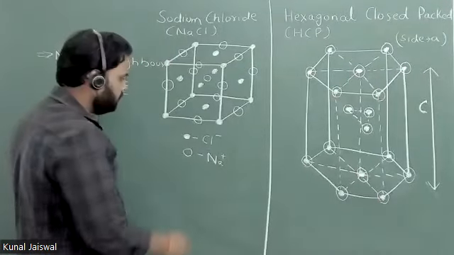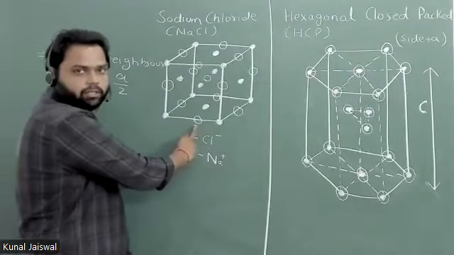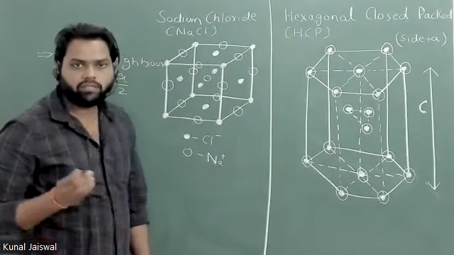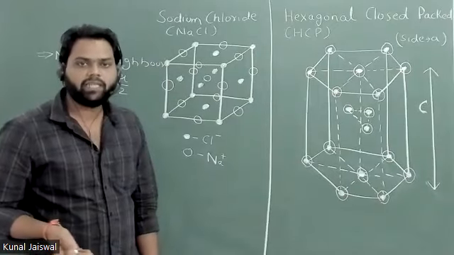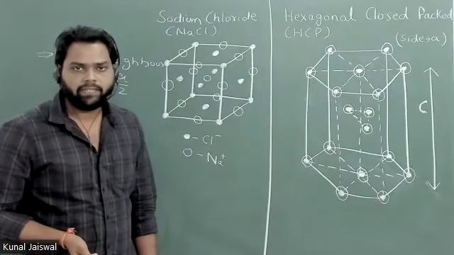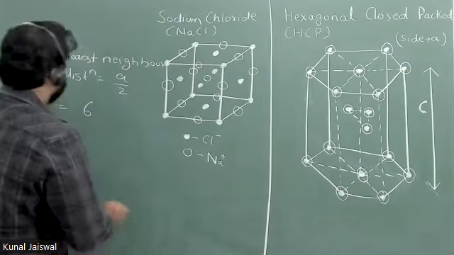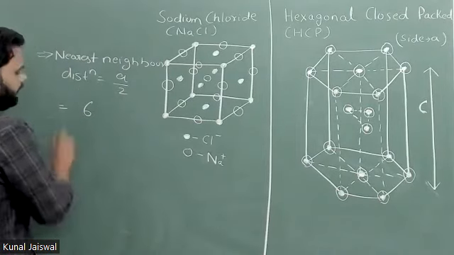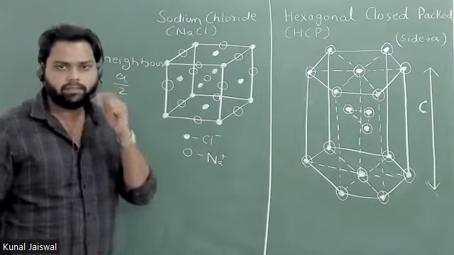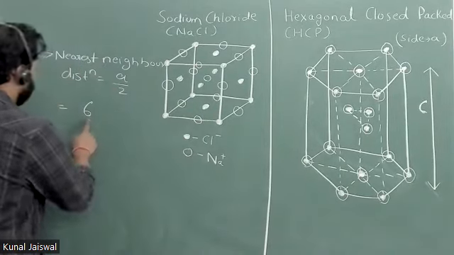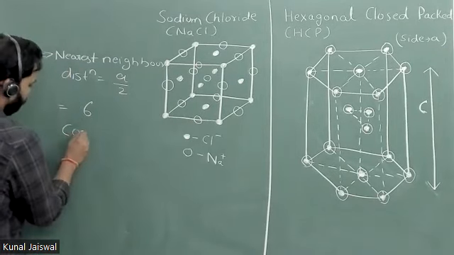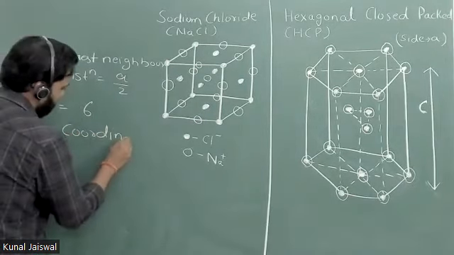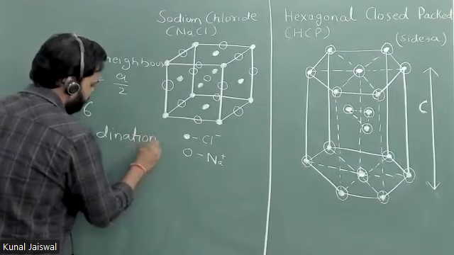Coordinates will also be the same. What will be the coordinates? A/2, 0, 0; 0, A/2, 0; 0, 0, A/2. And similarly, the next will be from the negative sides. Right? So, the distance will be A/2 and the number of nearest neighbors will be 6. So, this is the coordination number also.